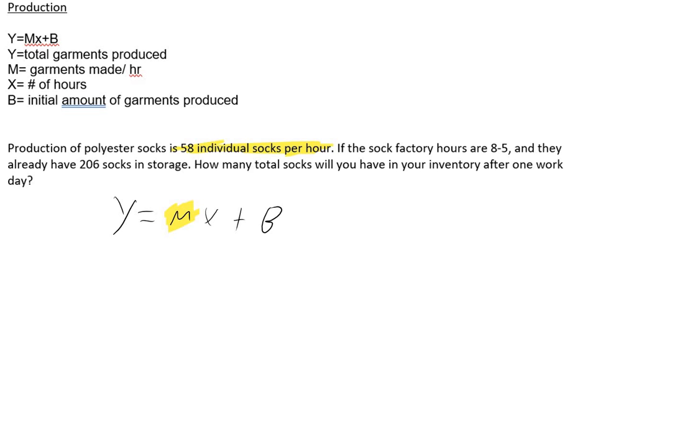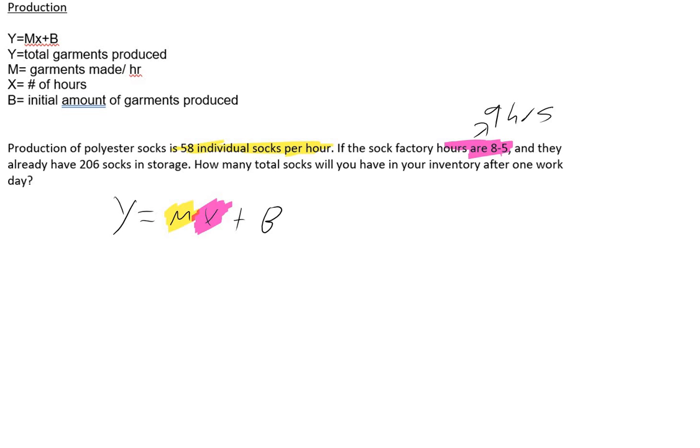That's always going to be a dead giveaway whenever you see something along the lines of per or some form of a rate. If the sock factory hours are 8 to 5, okay, so this is going to be our input, right? Our number of hours. It's just not as definitive. It's not as clear cut. So 8 to 12, right? So that's going to be 4 plus 5. So this is a total of 9 hours, right? So that's what we'll say this is. And that's going to be our X value. That's our input. That's how much we're going to be putting into our production.